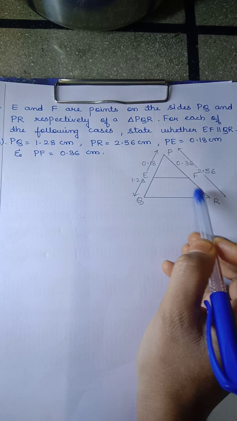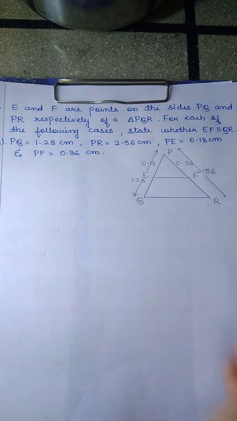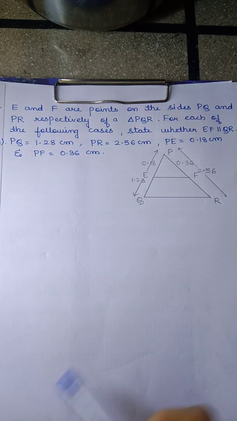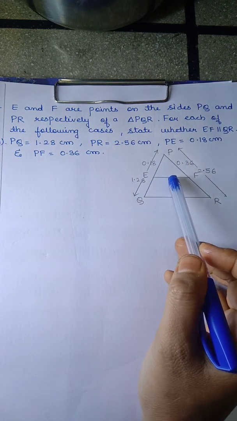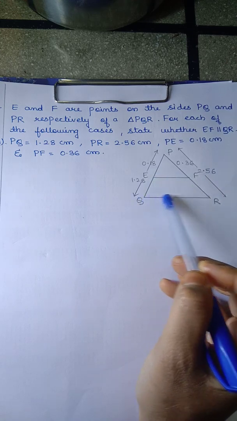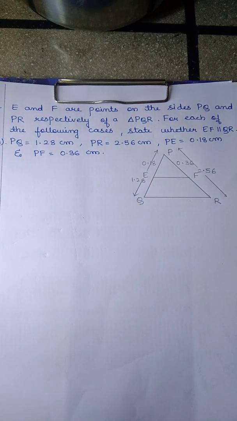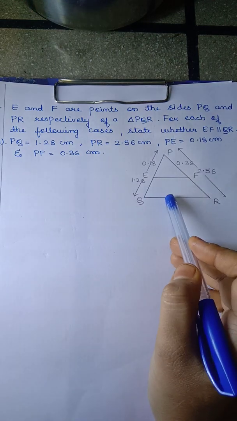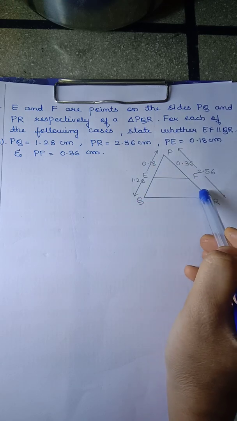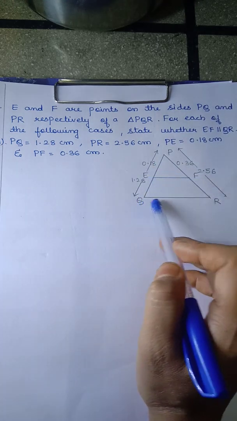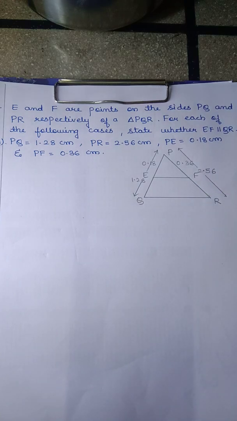You have to show whether the line EF is parallel to QR. So how will you show this, children? Now a few measurements they have given here. By these measurements you have to show whether EF is parallel to QR or not. For this we have to use the converse of Thales theorem. That is, when a line divides two sides in the same ratio, then the line drawn will be parallel to the third side. So you have to use the converse of Thales theorem to prove that the lines are parallel here.